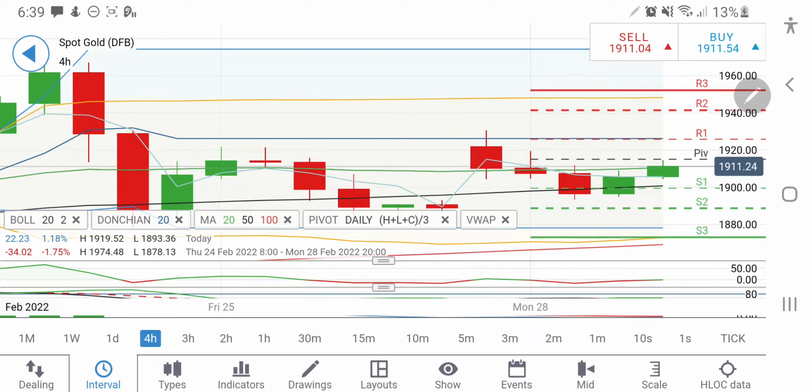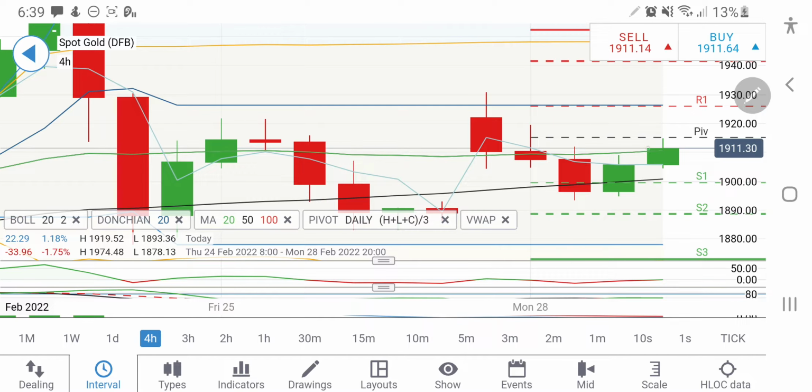Look at the 4-hour charts. On the 4-hour charts, this is the 20 period moving average here, and this is the pivot at around 1915. So I'll be looking forward to 1915. Then it may try to hit 1928, and beyond that definitely it will fly on the upside, and sky is the limit. Towards 1940, 1950 can be achieved.